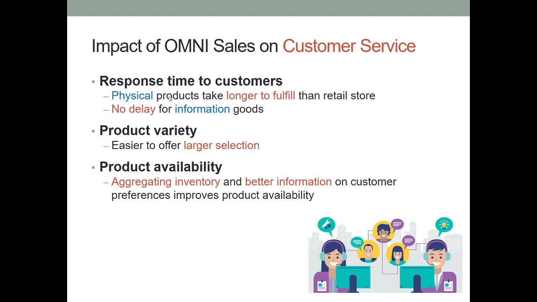Okay, for physical products, we take longer to fulfill than at the retail store. If you order a physical product, for example furniture, through online, it will take a longer time for you to get the product delivered. You must make the order, and then you have to wait, and you have to pay, and so on. Instead of that, you go to the brick and mortar shop, you go to the shop, you can get it straight away. So in terms of the response time for the physical product online, it will take longer.